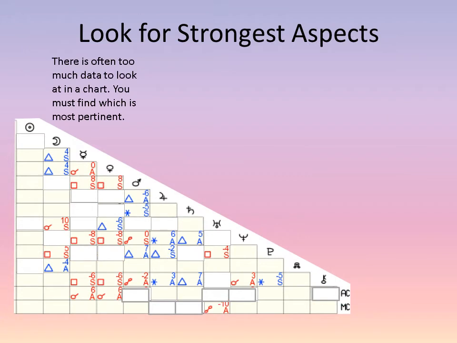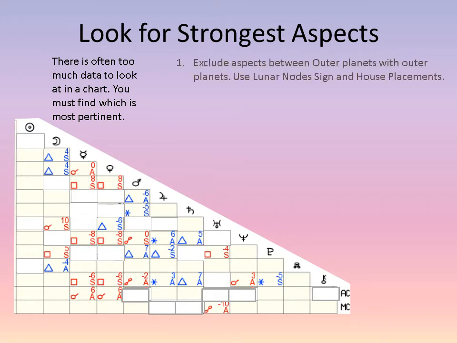Looking for the strongest aspects is something I always try to do in a chart, because there's too much data to look at, and you have to find which data is most pertinent when you're doing a reading. So one, I exclude aspects between outer planets. Actually, I said I exclude the North Node, but I'm including the North Node now.